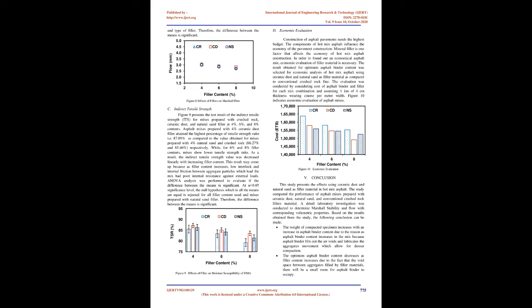Mixes prepared with 4% crushed rock filler yield the highest flow, i.e. 3.1 mm at 5.5% optimum asphalt binder content, as compared to the values obtained for mixes prepared with 4% ceramic dust and natural sand, 3.03 mm and 3 mm, at 5.4% and 5.7% optimum asphalt binder content respectively. However, at 6% and 8% filler content, asphalt mixes prepared with ceramic dust result in the highest flow, 2.9 mm and 2.8 mm.